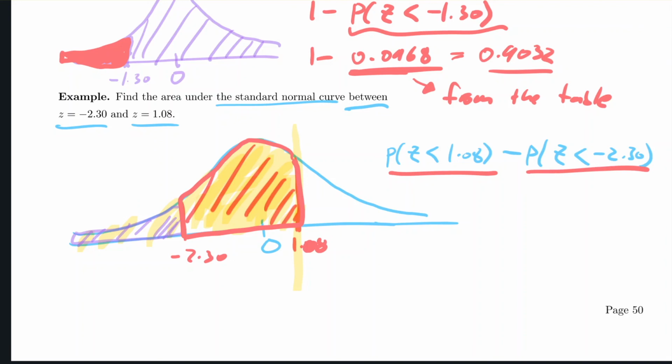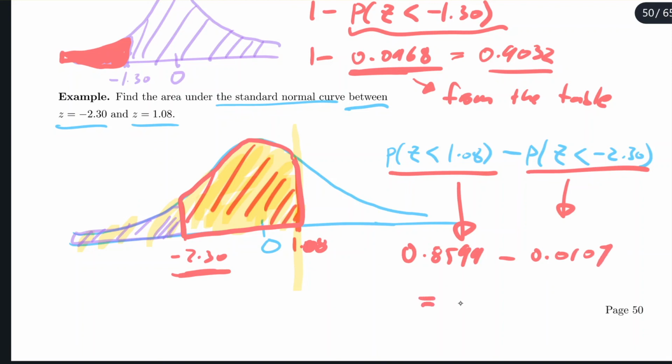And remember, this area represents probability or proportion. Therefore, all this area should be positive. The z-score itself can be negative, that's totally fine, but the probability cannot be negative. So from the z table, this is 0.8599 minus this is 0.0107. When I subtract, I get 0.8492.